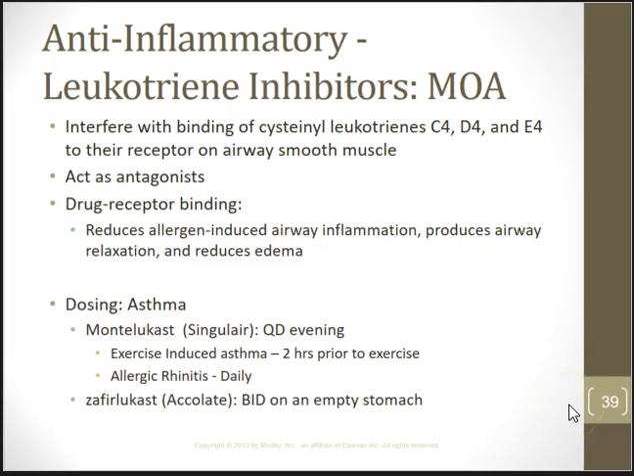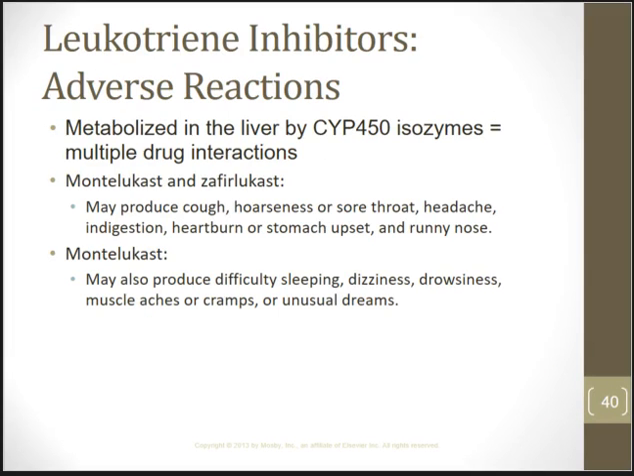Now, these drugs will interact with the cytochrome P450 enzymatic system, so there are a number of drug interactions. The adverse effects are primarily due to the interaction with other cytochrome P450 drugs. But montelukast and zafirlukast can cause a cough, hoarseness, sore throat, headache, indigestion, heartburn, or stomach upset, and a runny nose. Now, montelukast by itself also can cause problems sleeping, dizziness, drowsiness, muscle aches or cramps, and unusual dreams.